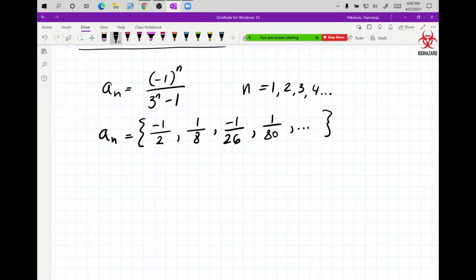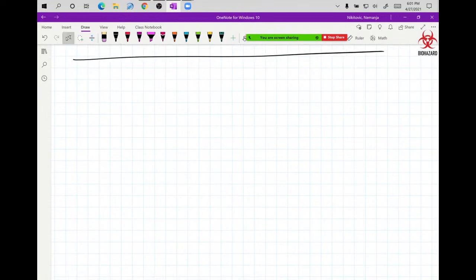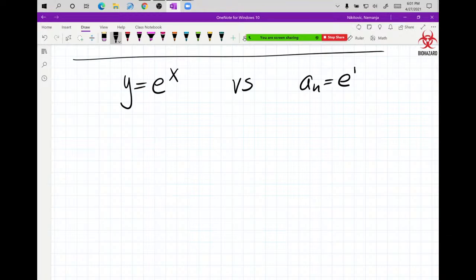Now, you are able to graph these because they will graph the same way the functions would graph. But instead of having that continuous line for a function, you would have a dot on each integer value. There will be no continuous line connecting all the dots. So y equals e to the x versus a_n equals e to the n.